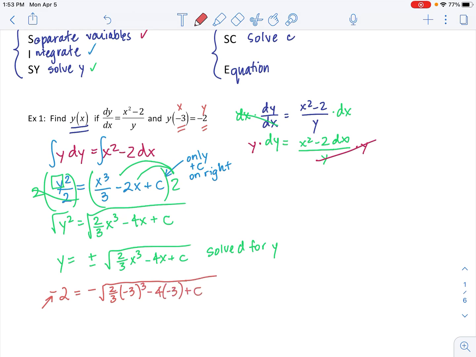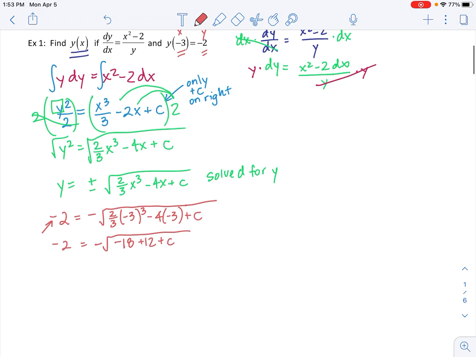Okay. Get all that in there, and then we have to, of course, work this out. So this is -2 equal to the negative square root. Let's see, that's -27 by 3, -9. So this, I think, is -18 plus 12 plus c. So keep writing. This ends up being -6 plus c.